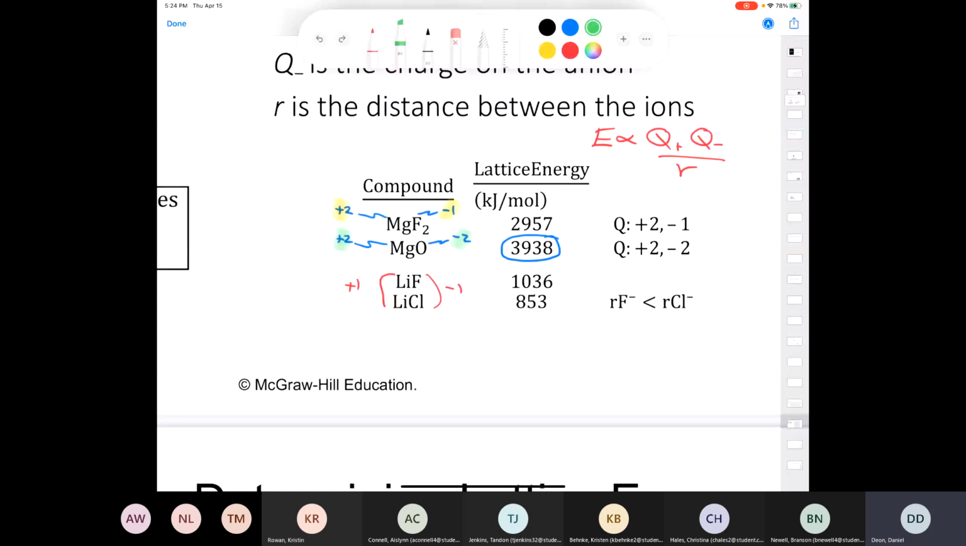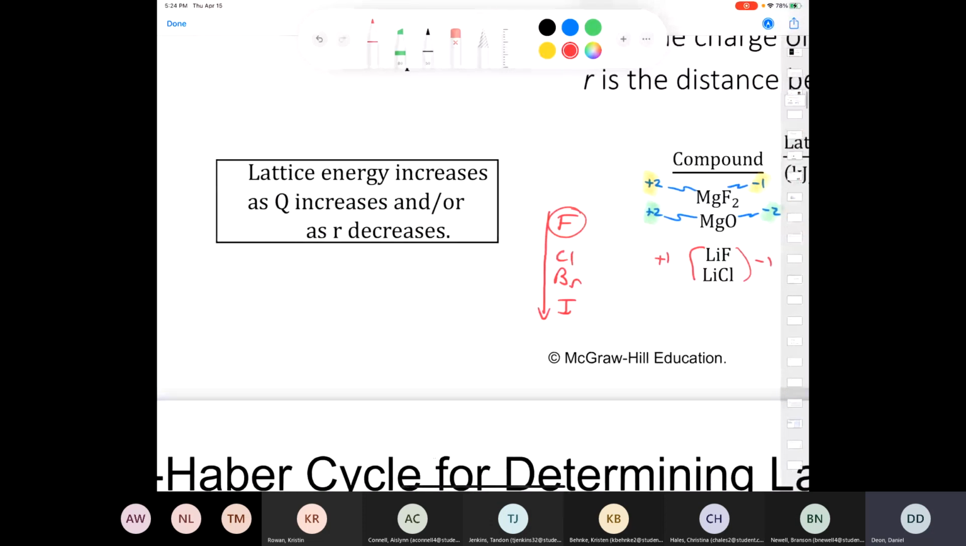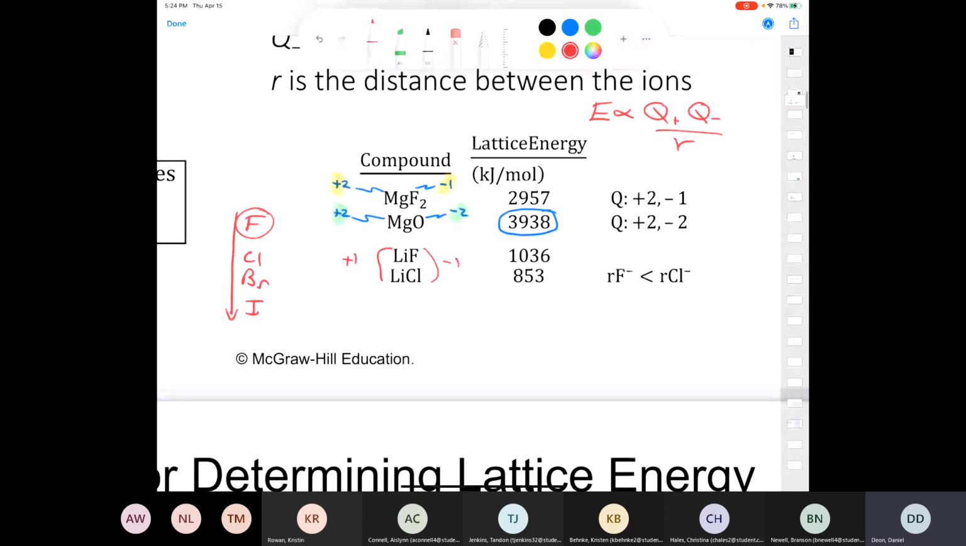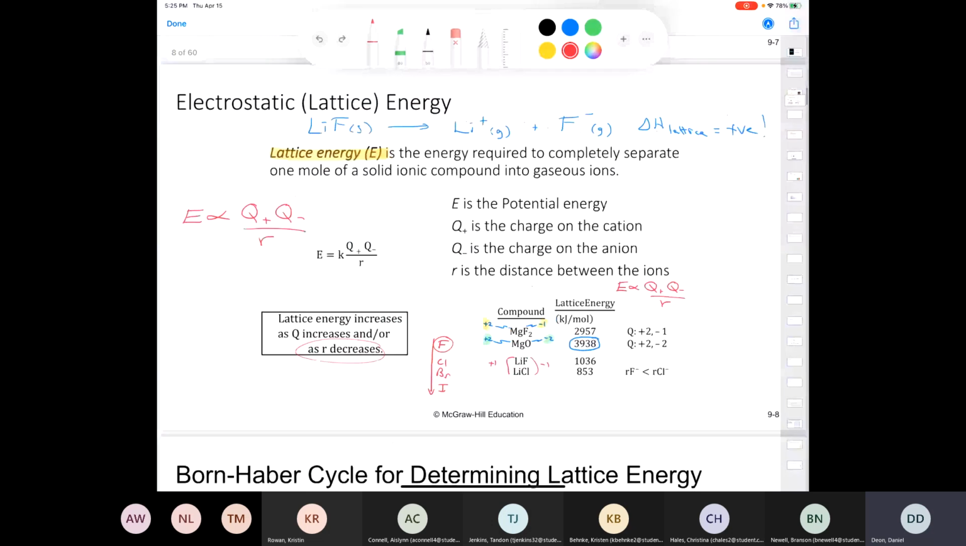What is that based off of? It's going to be based off of R, right? The distance between the ions, because we know that when we go down the halogens from fluorine to chlorine to bromine to iodine, fluorine is smaller. And we know that as R decreases, as the denominator gets smaller, our lattice energy is going to be greater. So the radius of a fluoride is smaller than the radius of a chloride. So that's the whole rationale there.